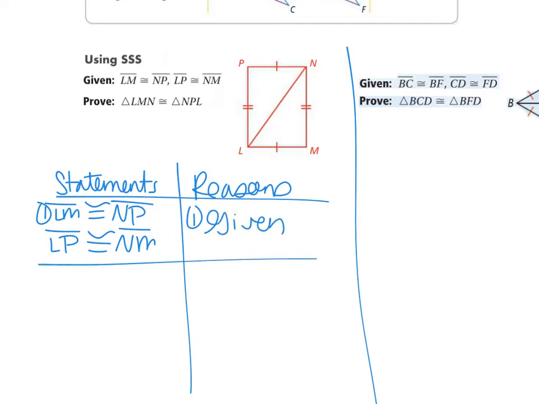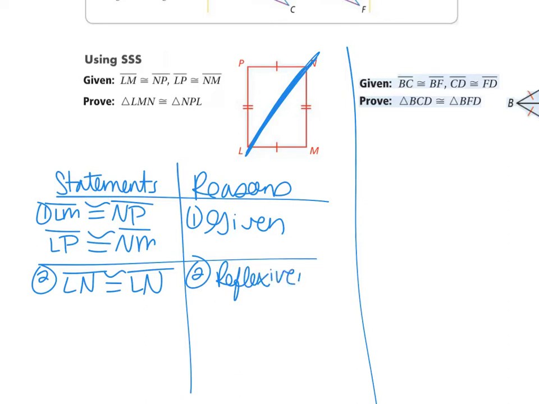So they said LM, which is the bottom, is congruent to the top, and LP is congruent to NM. What do we need to do in order to prove this by side, side, side? Well, we need to figure out the last side. The last side on both of these triangles is right here. So is LN congruent to LN? Absolutely. Do you remember the property that says it's congruent? That would be the reflexive property of congruence.